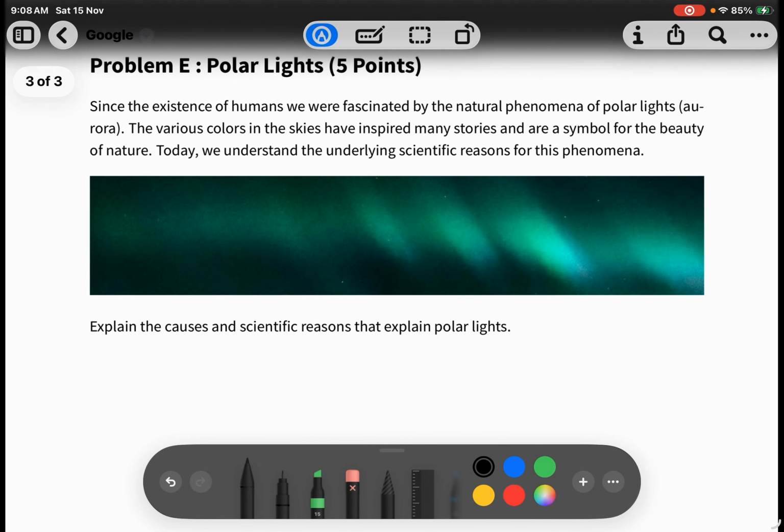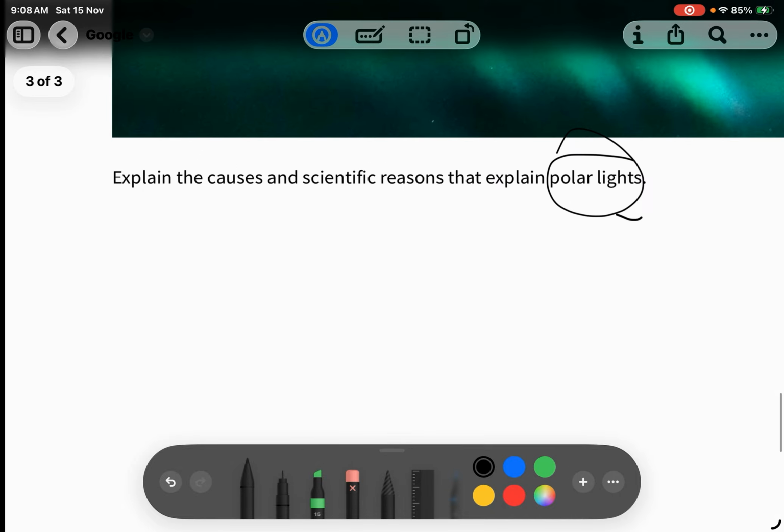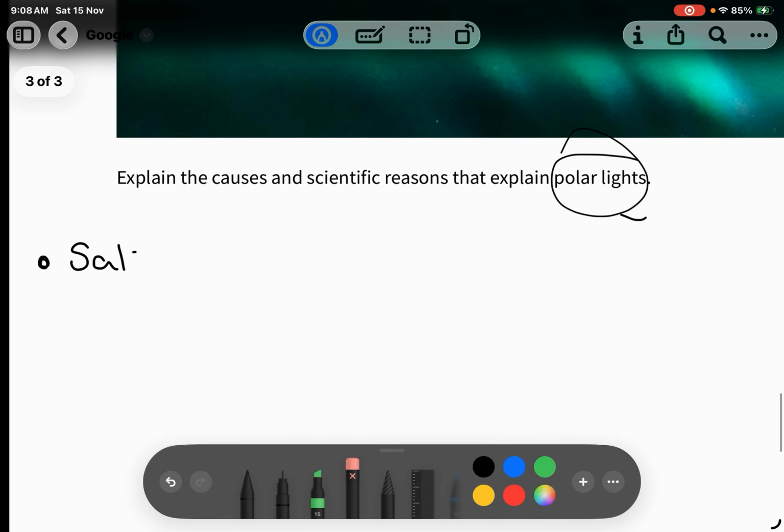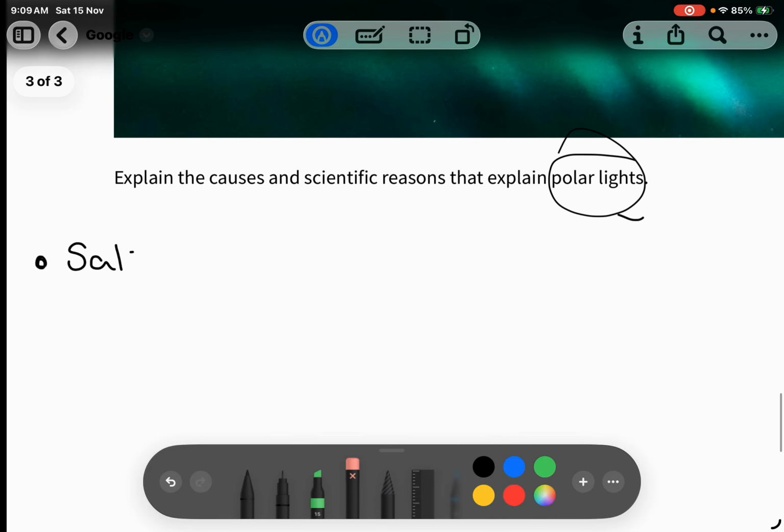Okay, so polar lights. People have been fascinated by this natural phenomenon, the polar light, a symbol of beauty. Today we understand the scientific reason. Explain the scientific causes. Okay, so I'm pretty sure by now everybody knows it's caused by the radiation, or not radiation, more like solar wind. A solar wind that collides with the Earth's magnetic field.